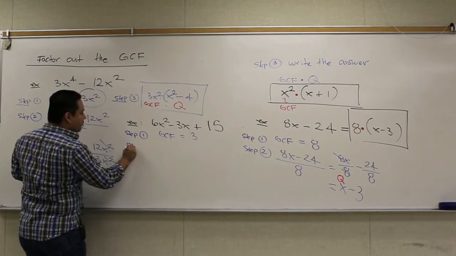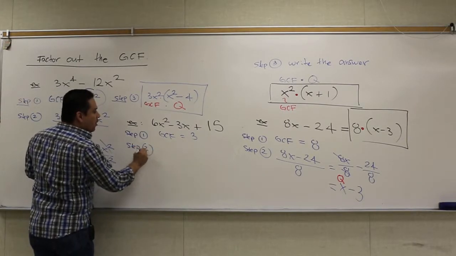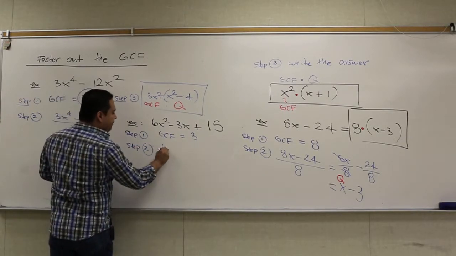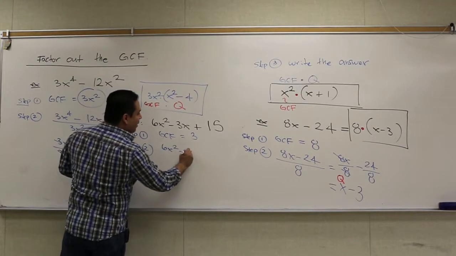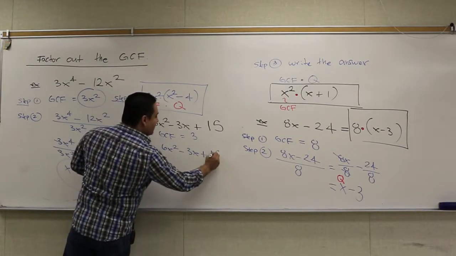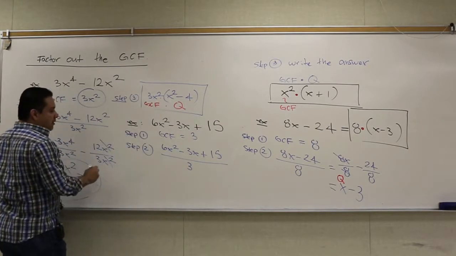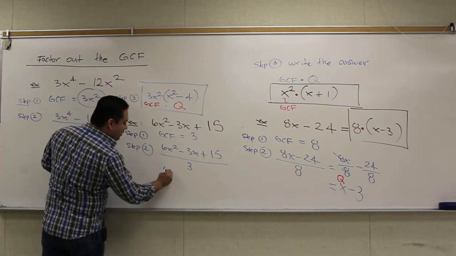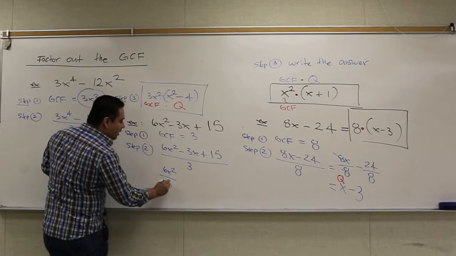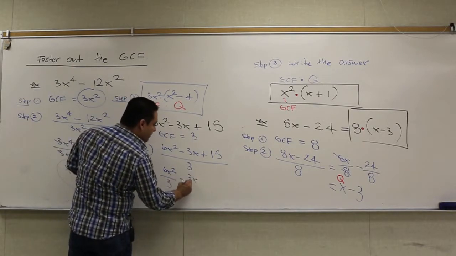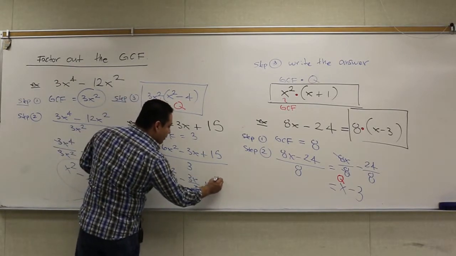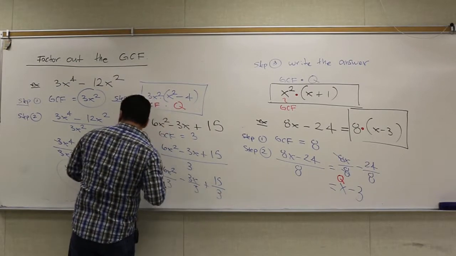All right, let's see step number 2. You have to find this quotient. So I take the original problem, 6x squared minus 3x plus 15 divided by 3. So you get what? 6x squared divided by 3 minus 3x divided by 3 plus 15 divided by 3.